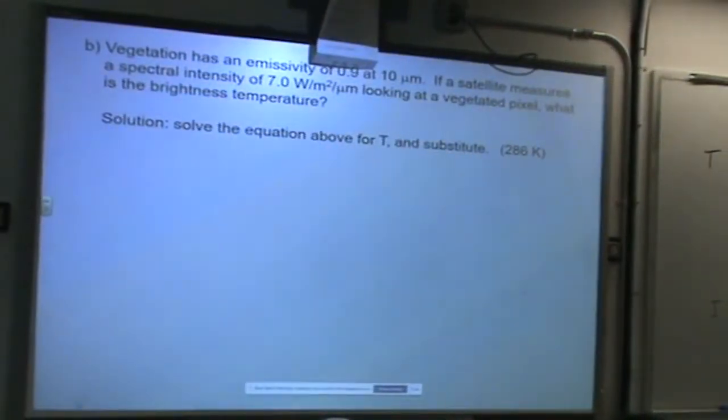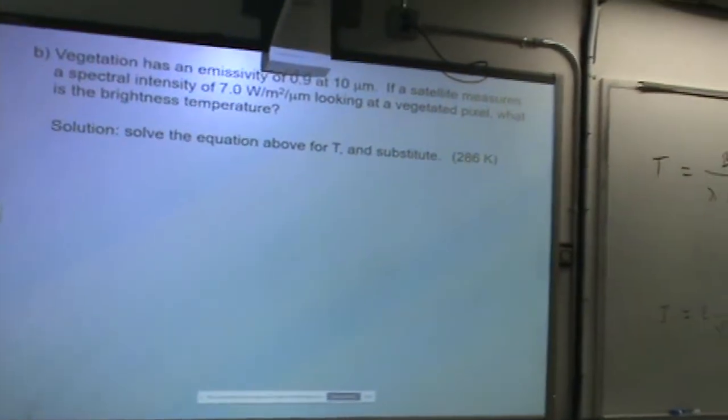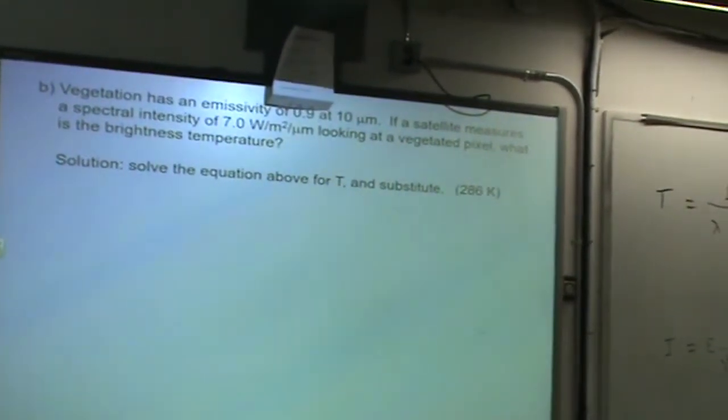Now, remember, what do you have to do with intensity? Doesn't it have a micron in it? Make sure you convert that micron into meters.